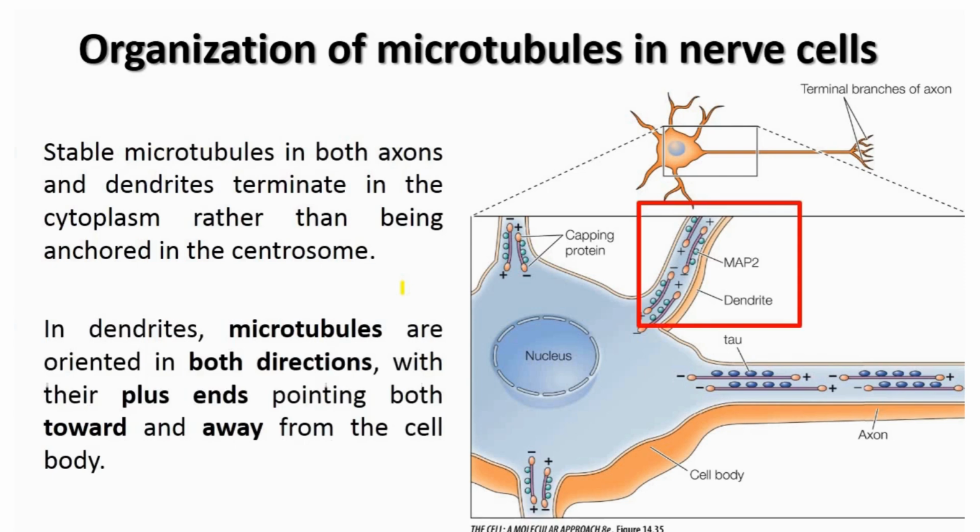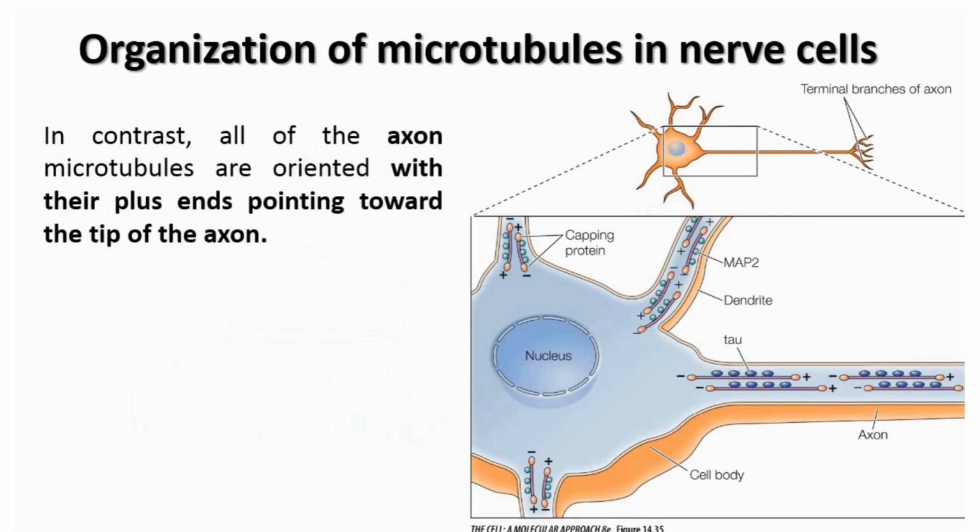Focus on the area that I have highlighted with a red box. In dendrites, the microtubules are oriented in both directions with their plus ends pointing both towards and away from the cell body. In sharp contrast, in axons, the microtubules are oriented with their plus end pointing towards the tip of the axon. So there you have the plus end, here you have the minus end.